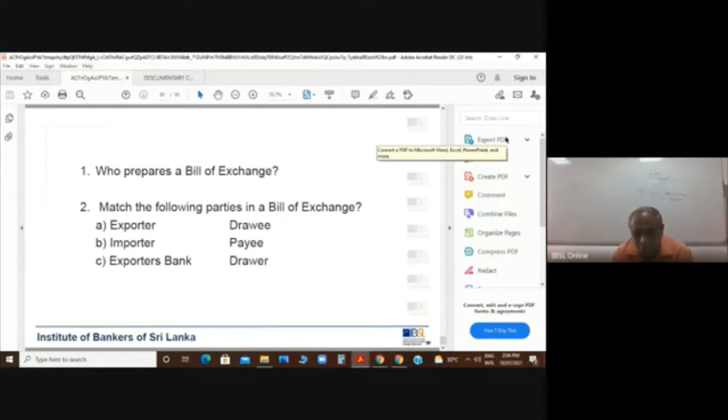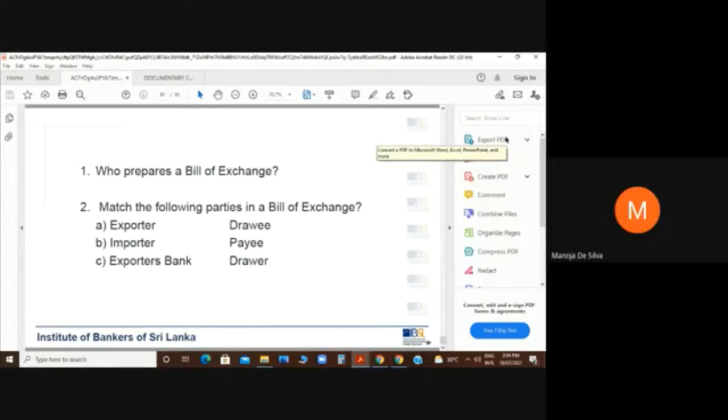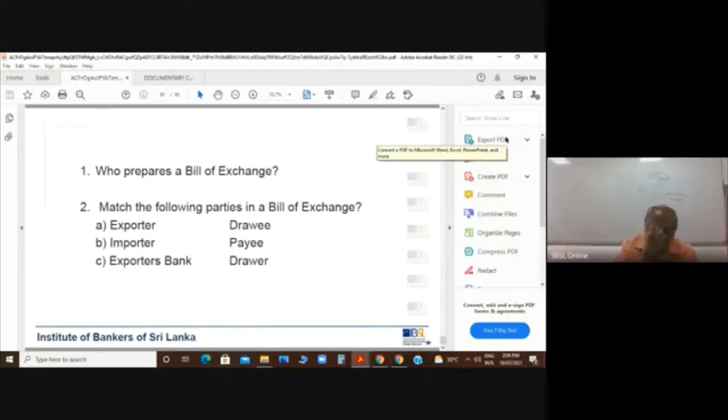Who prepares the bill of exchange? Seller. Yes, very good. Right? Now match the following parties in a bill of exchange.